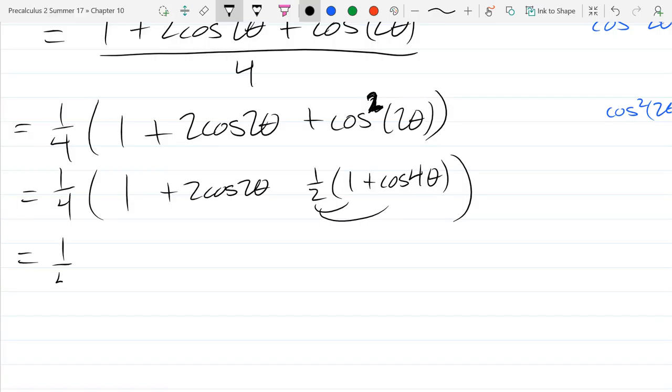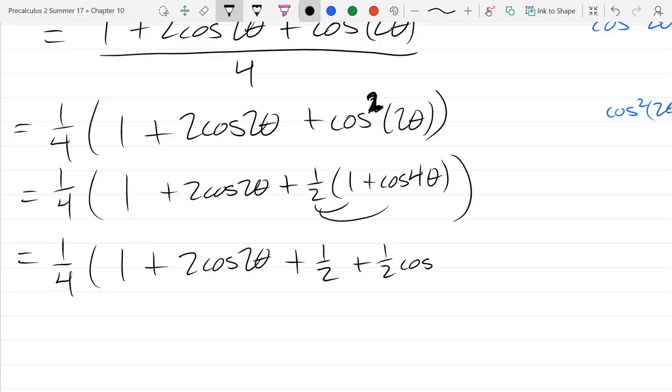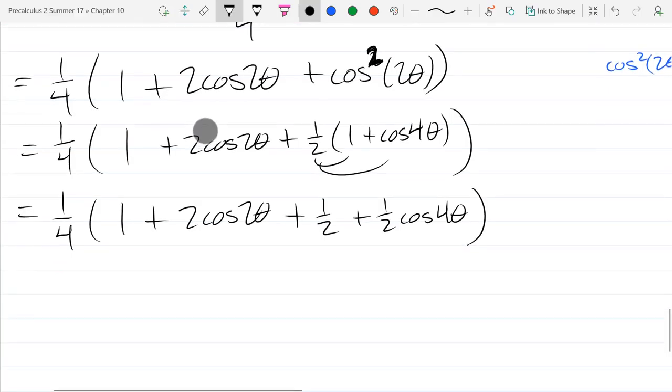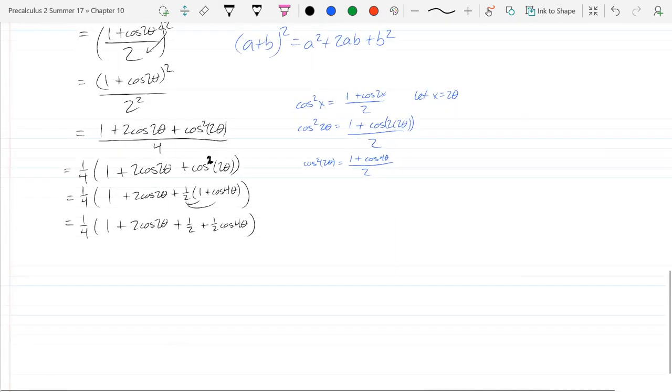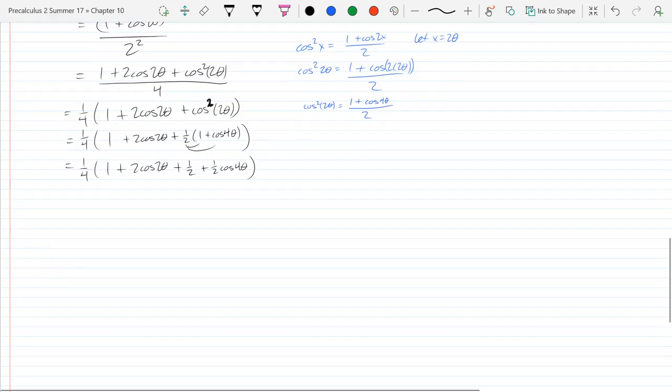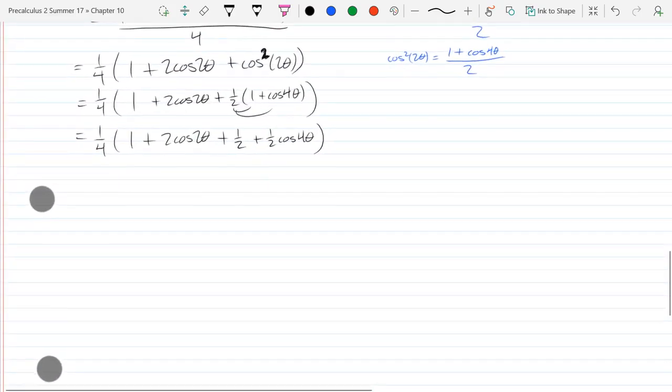And so we get 1/2 plus 1/2, oh, I lost my plus. And then 1 plus 1/2 is 3/2. But I think it's good enough. So we have some new identities. So again, all these identities are going to be on your formula page.